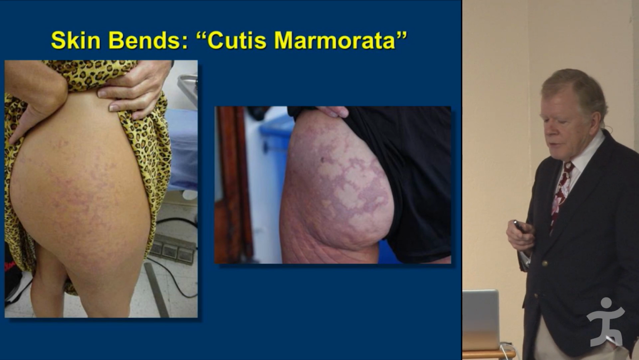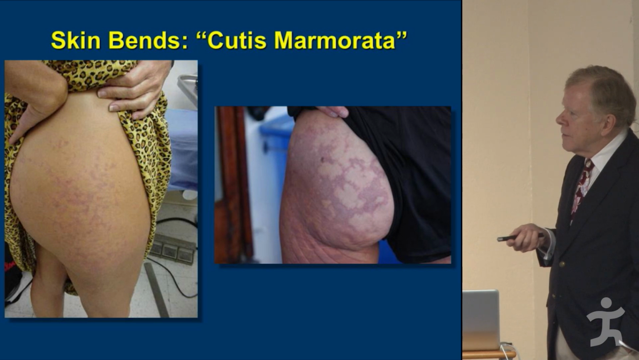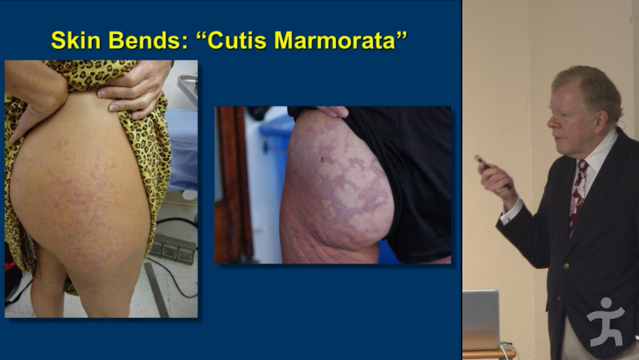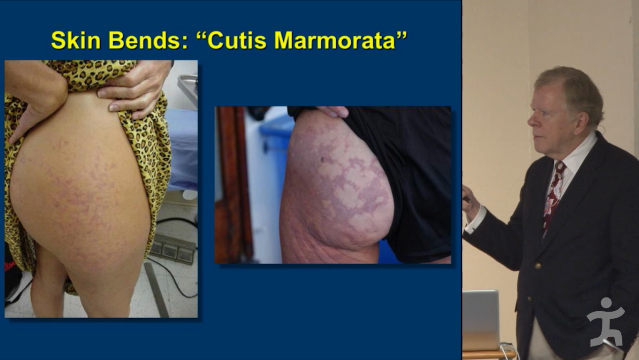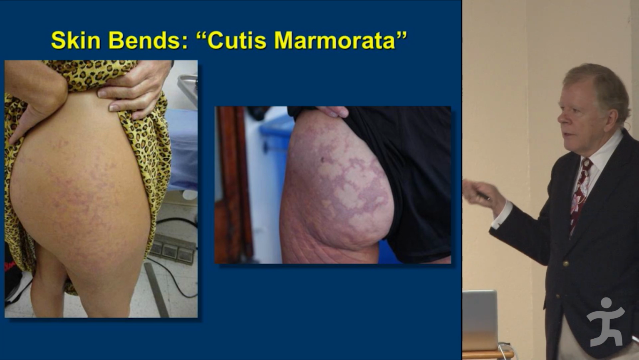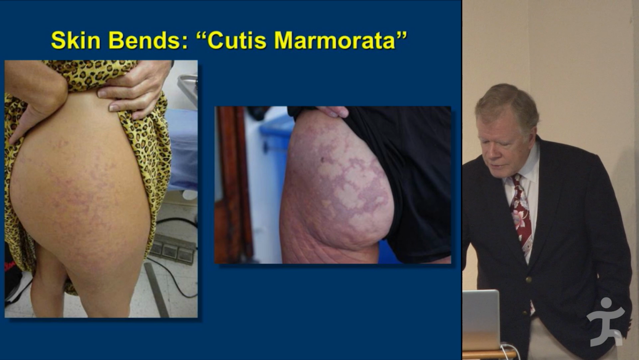These are two examples of skin bends. This is called Cutis marmorata. This is usually a fairly benign type of decompression illness. People who get this pattern of skin bends tend to get it repetitively. There's something about their makeup that predisposes them to this particular type of bends.